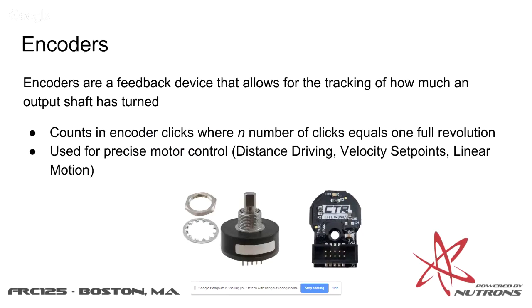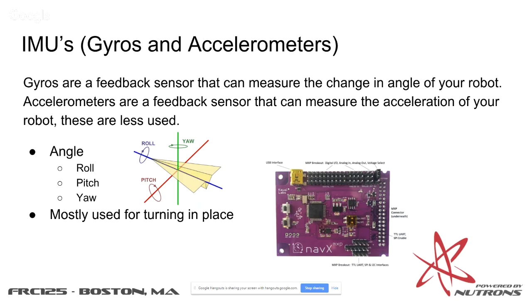If you knew the circumference of a wheel, and say the circumference of your wheel is 6 inches and you know that you went 4,096 ticks, you know you went forward 6 inches, if that makes any sense. Next are IMUs, which are essentially just your gyros and accelerometers.